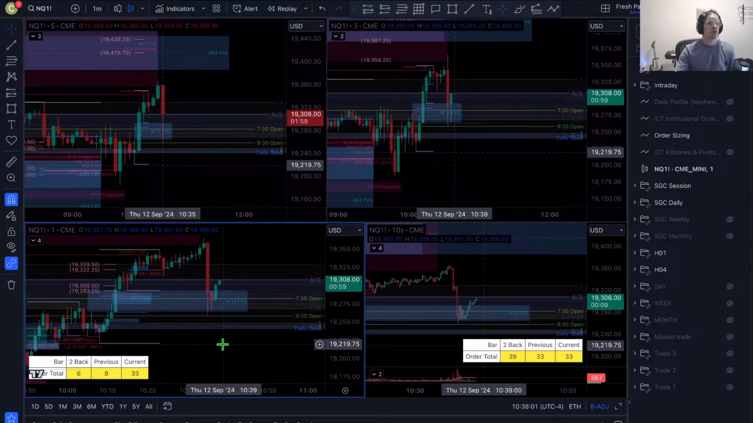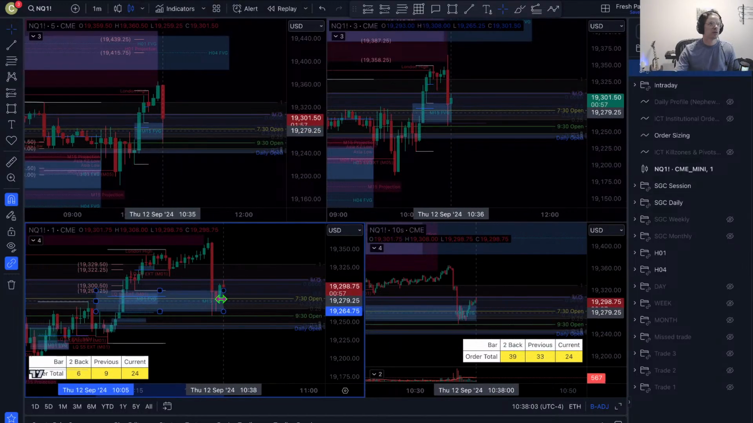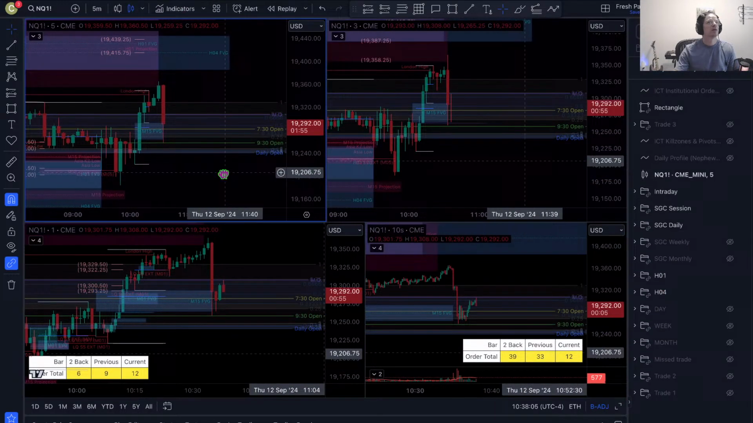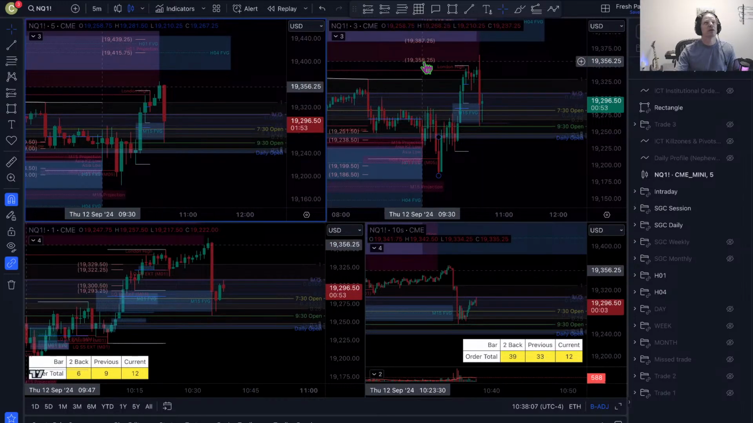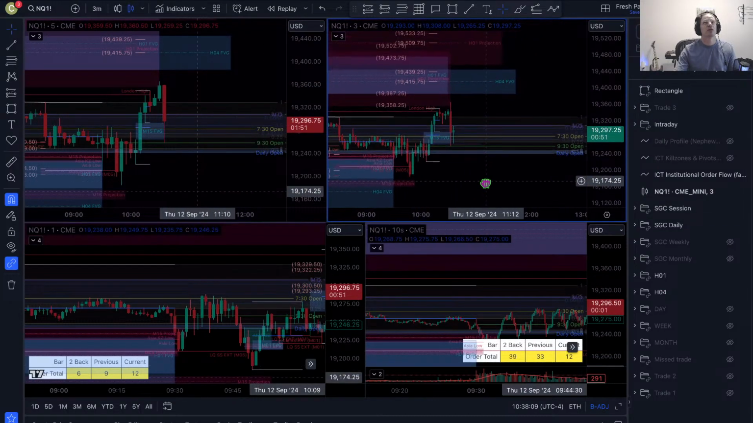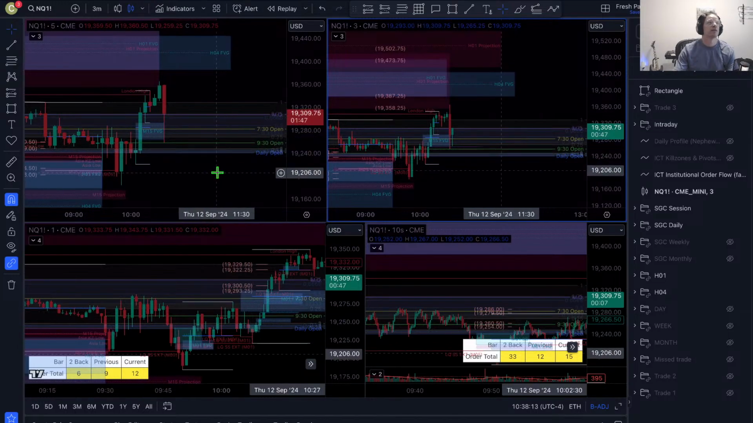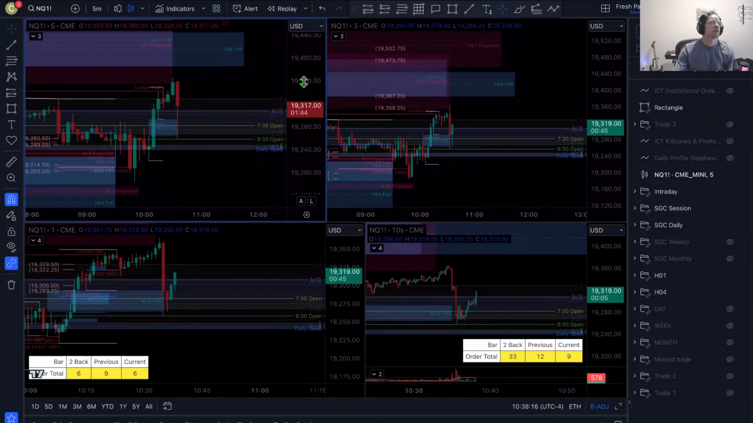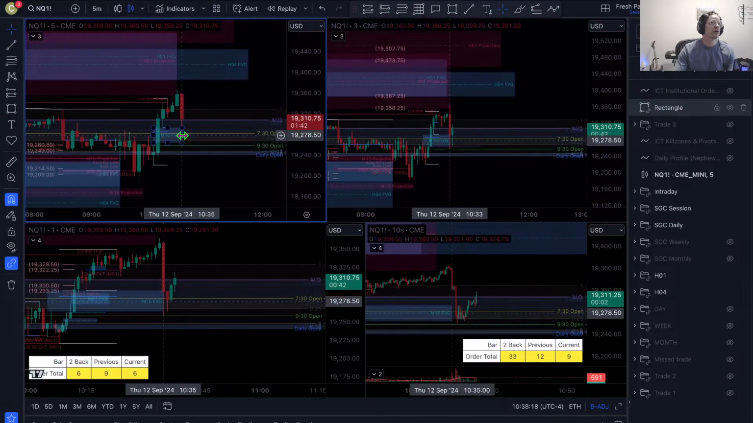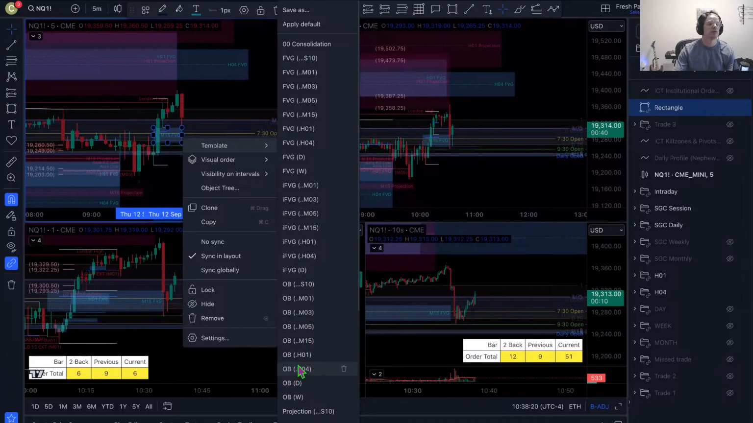That could be just the final liquidity grab, but notice that we hit this second projection on the M3. This broke that now, so that's gone. On the 5 minute, oh, sorry, that's a 5 minute fair value gap. What am I doing?